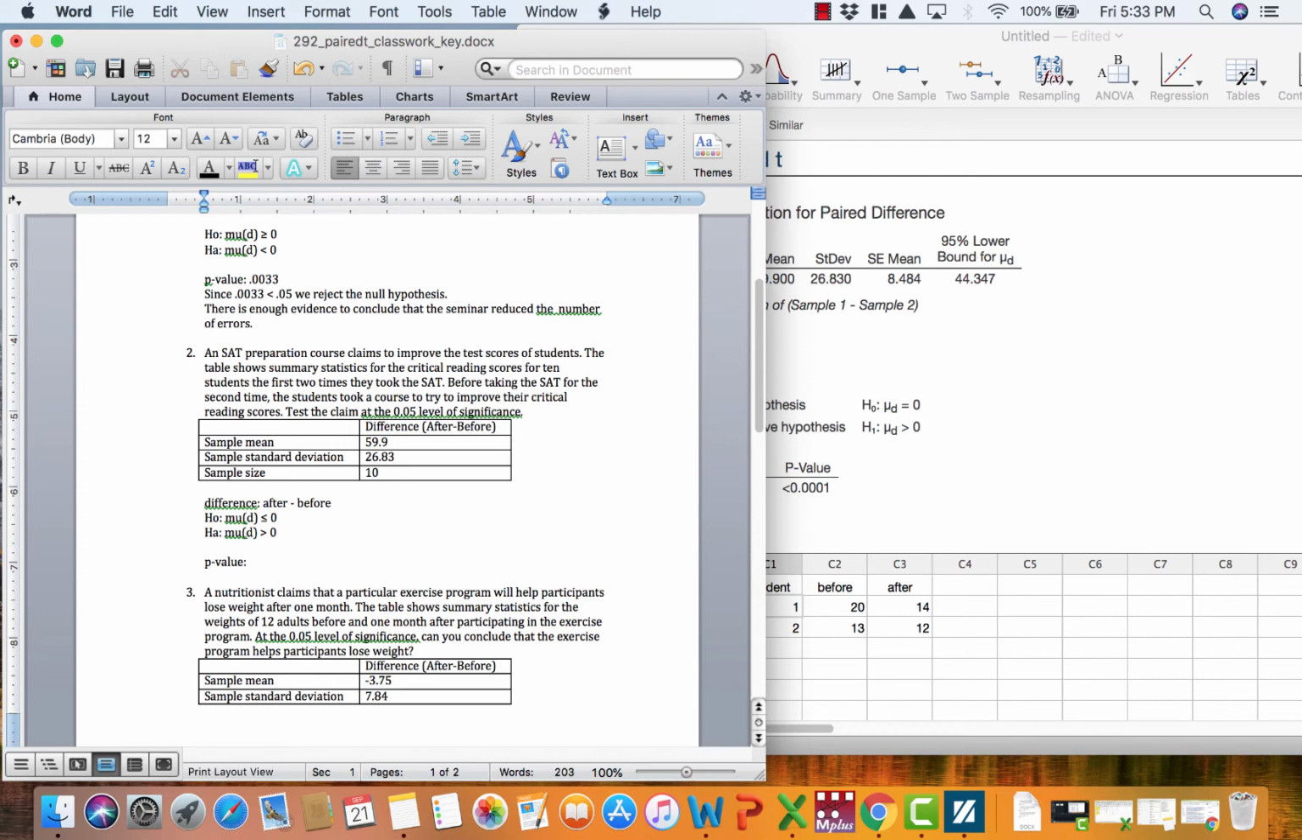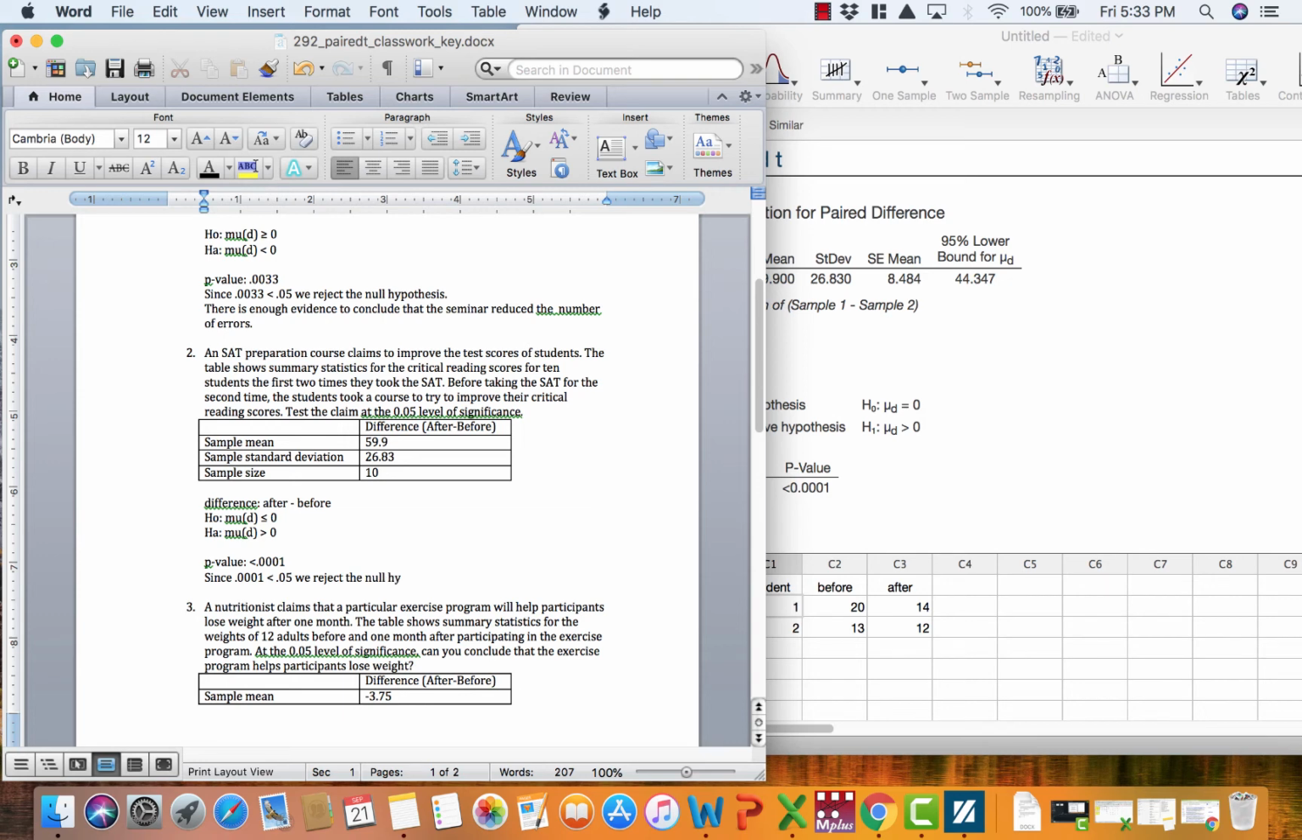Our p-value is less than 0.001. Again, as a reminder, in Blackboard you cannot type the less than, so you would just type 0.0001. All right, what is our decision? Since 0.0001 is less than 0.05, we reject the null hypothesis.